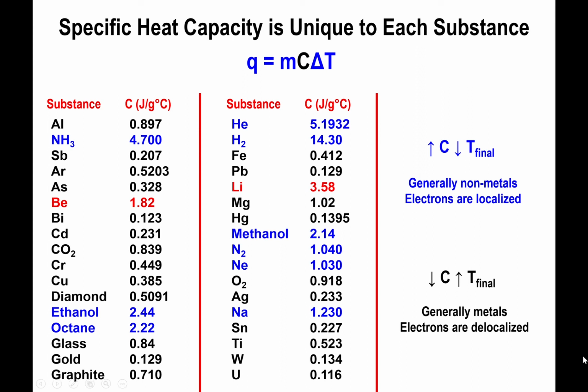All right, so generally speaking, that's what's happening, and there's some discrepancies on the table, mind you, but in general terms, covalent molecules with localized electrons have higher specific heat capacity, and the final temperature is lower than those with smaller heat capacity values.